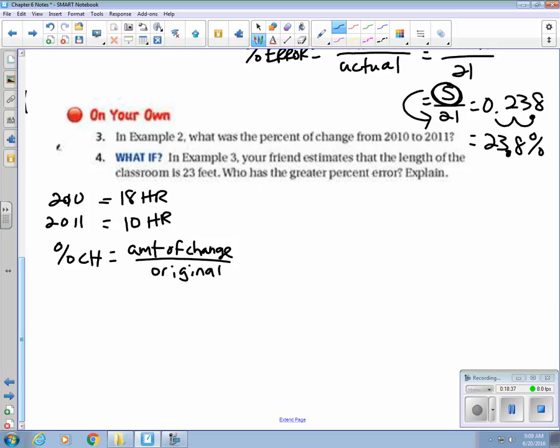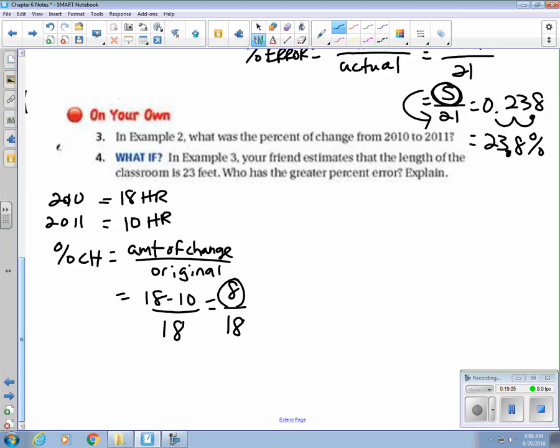Okay, you got to make sure you use the right formula. It's not percent error for this question. So it's the amount of change divided by the original, the one that came first. Well, the amount of change is the difference between the two numbers, so it's 18 minus 10. And the original amount, 2010 happened first, so 18 home runs is the original. And we go ahead and calculate this. 18 minus 10 is 8. So again, we're trying to figure out how much is 8? What percent of 18 is that 8 worth? Okay, that's the amount of change.